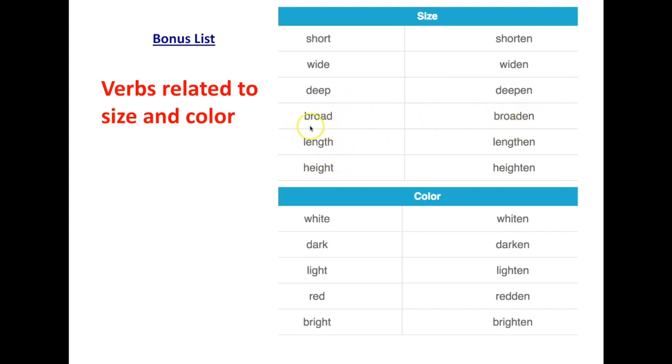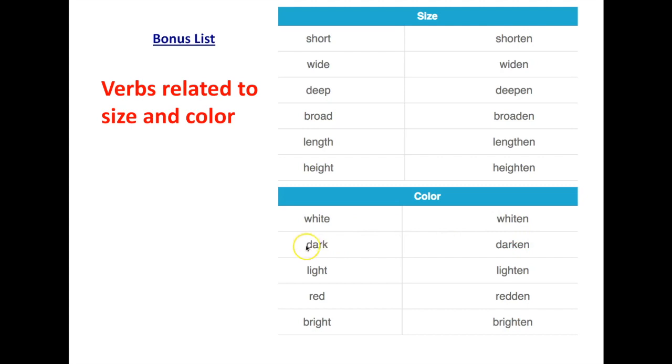Length significa distancia, y aquí lengthen significa alargar la distancia, hacer algo más largo. Okay. Height significa altura, and then heighten significa hacer algo más alto, ¿no? Como engrandecer. Okay, we have white, we already saw white, ya vimos white.